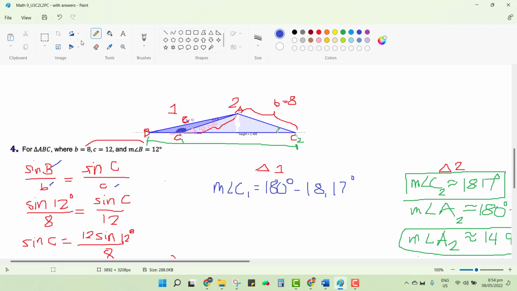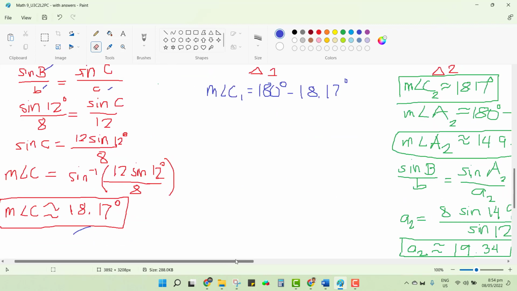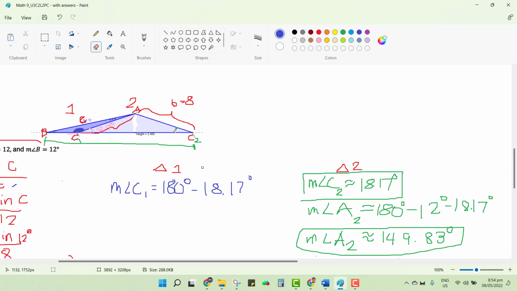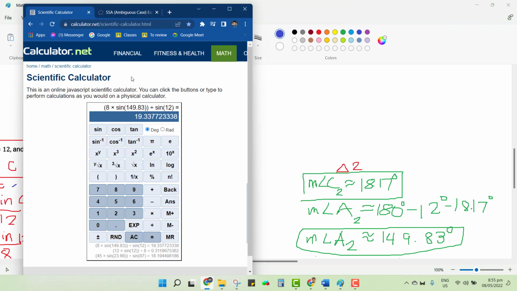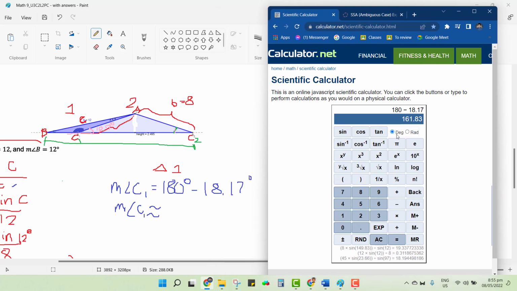18.17 degrees. Basically, you're just interchanging the values for your two angles here, because angle C earlier is 18.17 as solved and as analyzed. And the measurement of angle A is like this. So we have to solve it here. The measurement of angle C1 is approximately, let's do this, 180 less 18.17, and you will have 161.83.